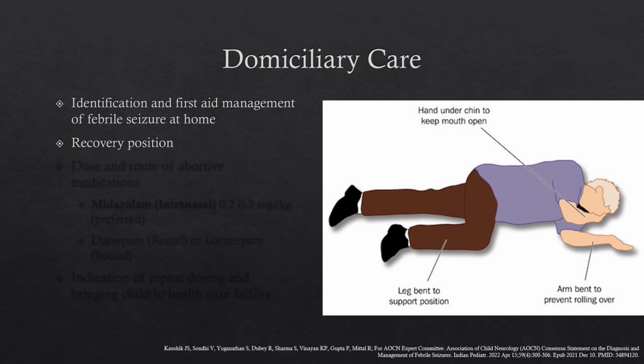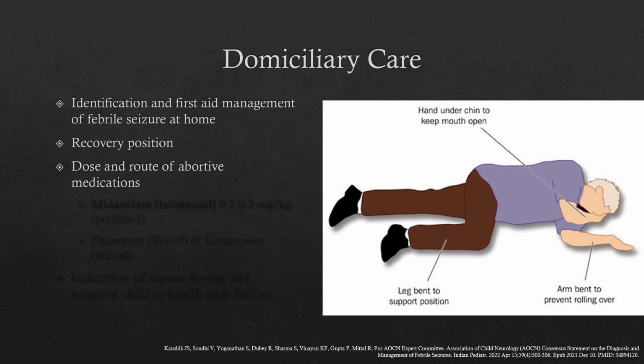So doing this recovery position will prevent the chance of aspiration in the patient, and it will also minimize the risk of injury to the patient when the convulsion is happening. So the parents need to be taught how to make this recovery position, so that if a seizure happens next time, they do this immediately and first, so that there is minimum risk of aspiration and minimum risk of injury. Next, what needs to be taught?